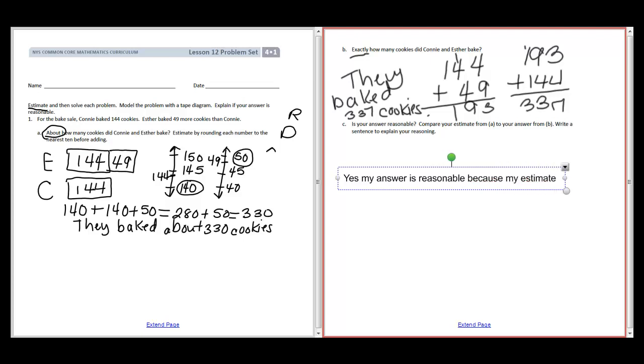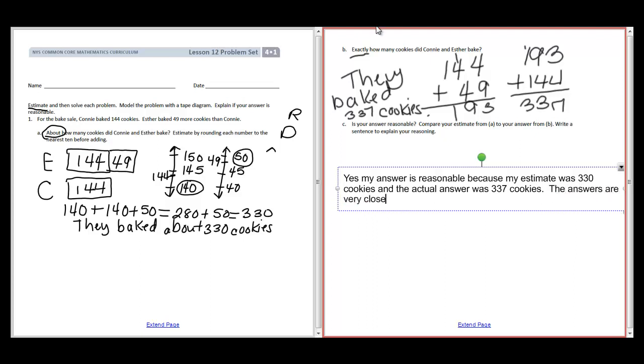my estimate was 330 cookies, and the actual answer was 337. The answers are very close. Okay, so because my estimate was only 7 away from my actual answer, it is reasonable. Now that doesn't tell me that I didn't make a silly addition mistake, but that does tell me that my answer at least makes sense and that it's in the ballpark.